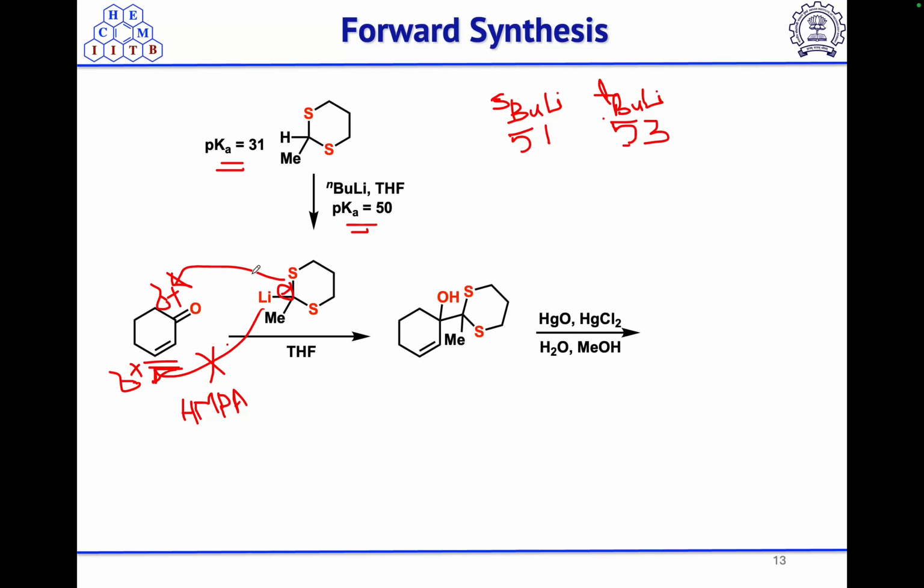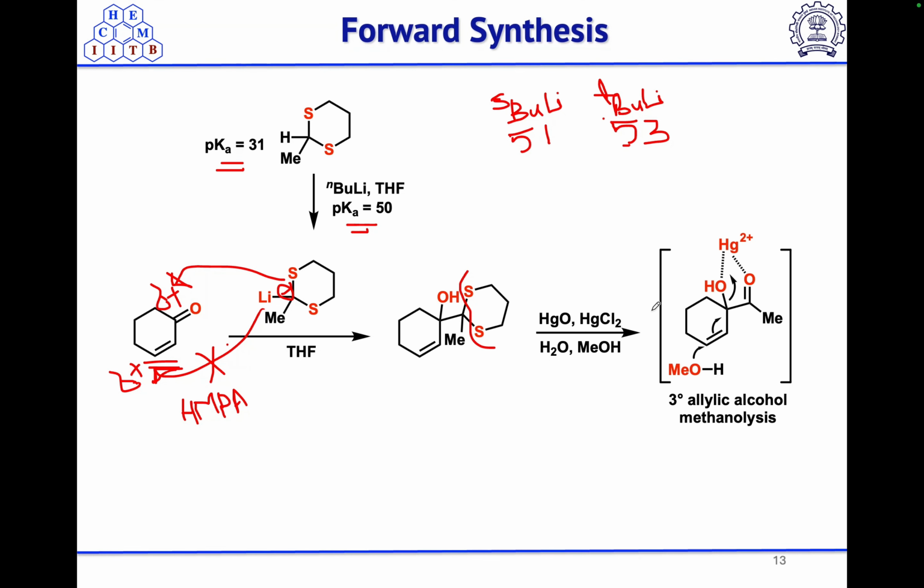Now the next thing is that you have to do the deprotection of this 1,3-dithiane. How can you do it? You can easily do it by using mercuric chloride, HgCl2, in water and methanol. So what will happen? You will get the corresponding carbonyl group here. This group will deprotect and you will get the corresponding ketone.